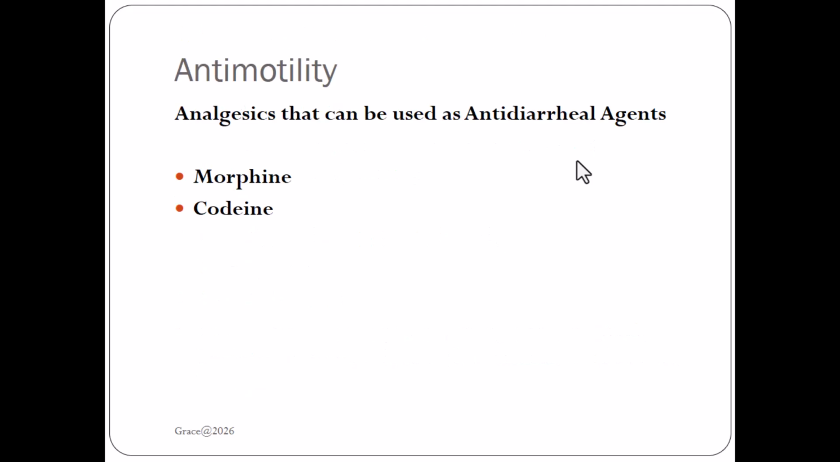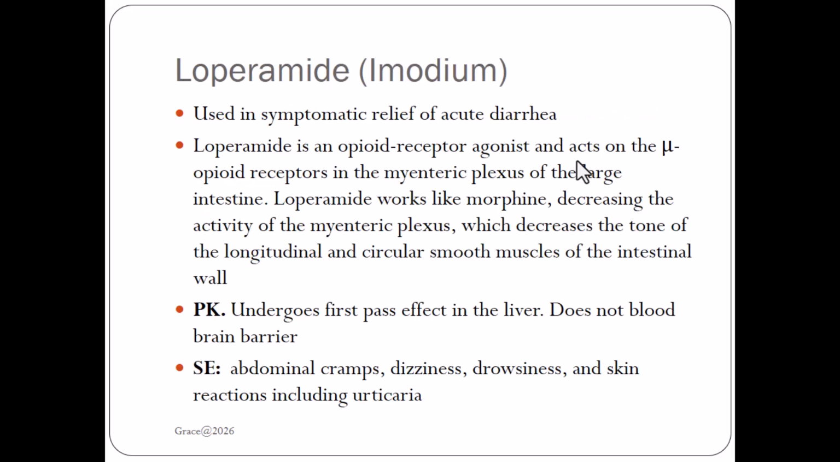Anti-motility drugs are those drugs that come in to help us manage motility. Because if there is increased motility at the colon, there will be less absorption of electrolytes and fluids, and as a result we'll have diarrhea. Examples of the anti-motility drugs are morphine, codeine, and also loperamide.